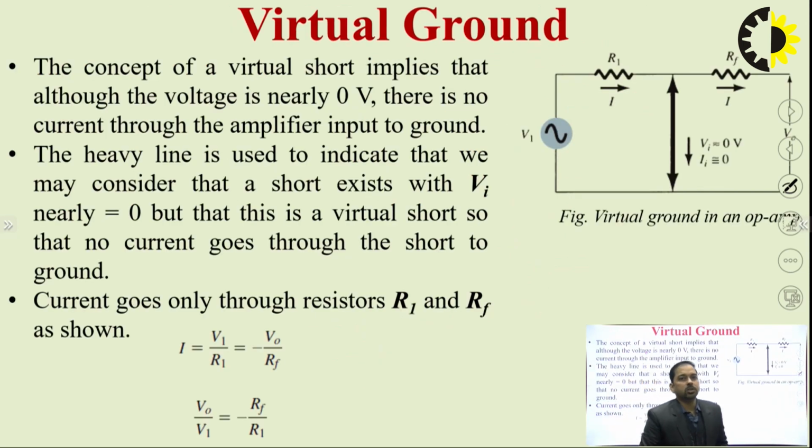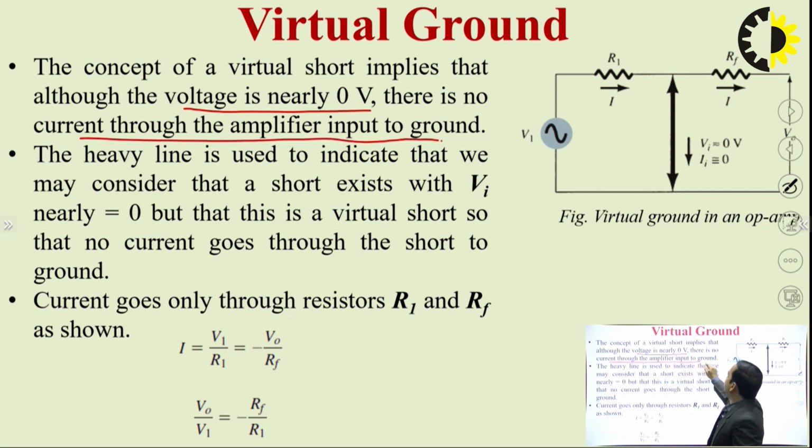Now there is one more concept, which is called virtual ground or virtual short. The concept of virtual short implies that although the voltage is nearly equal to 0 volt, there is no current through the amplifier input to the ground. Means there is no current flowing from this negative terminal to the ground. So the current Ii is nearly equal to 0.